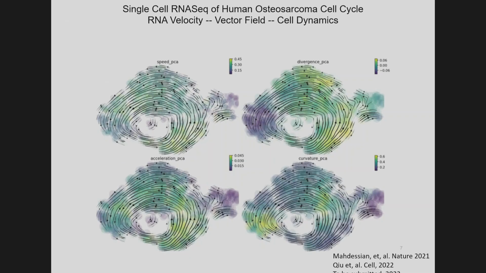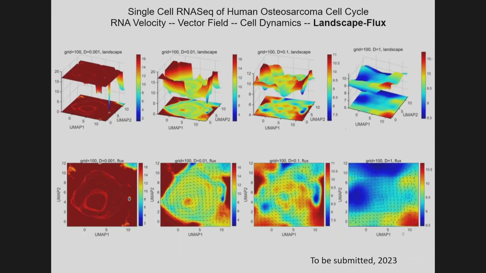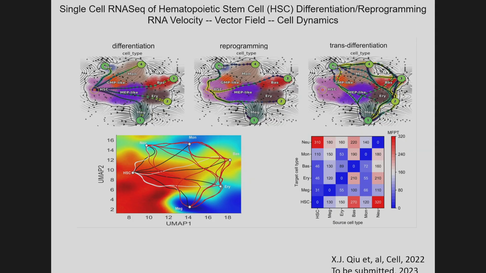We can fit this vector field, and from there, from the data, you can decompose the driving force in terms of landscape and the flux. And this could be just directly coming from the experimental data. And for the differentiation also.